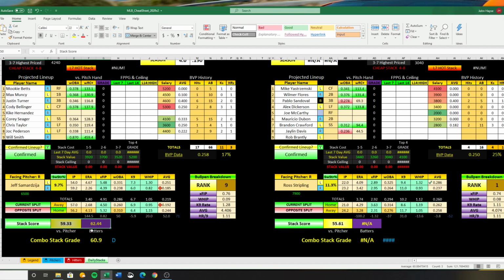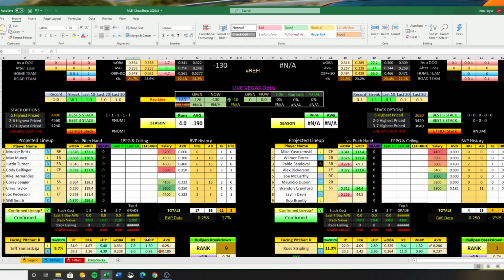And then down here, we'll go over this more later. These numbers down here, I give it a stack score versus the pitcher versus the batter, and then we have a combo, a grade and a letter grade. So your grades are going to be like A, B, C, D. So this wouldn't be a very good stack. It'd be kind of mediocre, but we'll go over that more in the future.